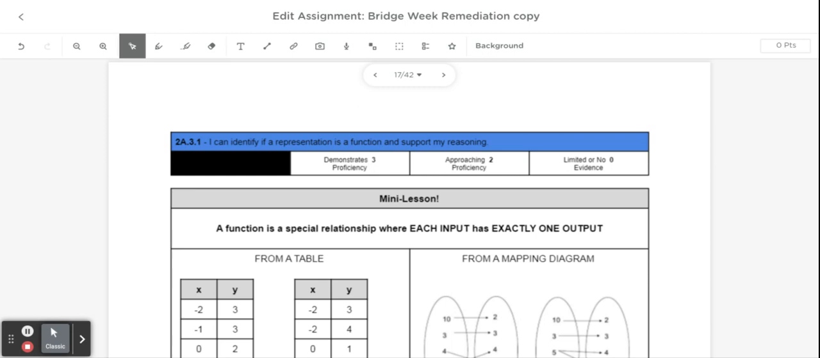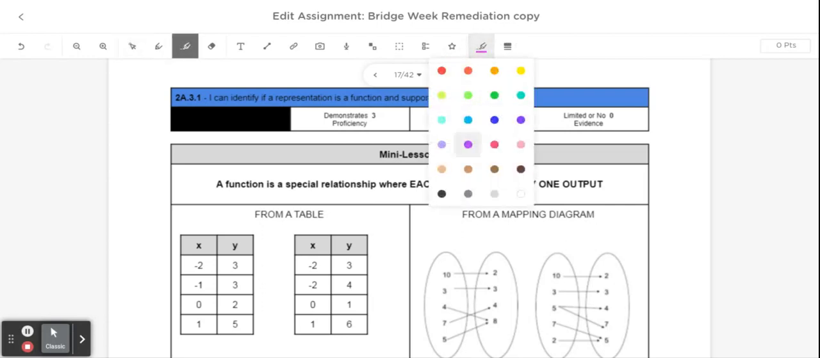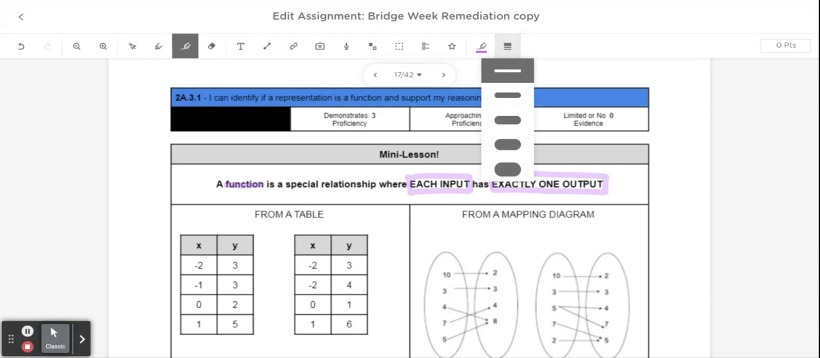Hi, everybody. So, in today's video, we're going to be talking about what makes a relationship a function or not a function. The definition of a function is that it is a special relationship where every input has exactly one output. So, what we're going to do is look at the inputs of our function and make sure that each input is only coordinated with one output.